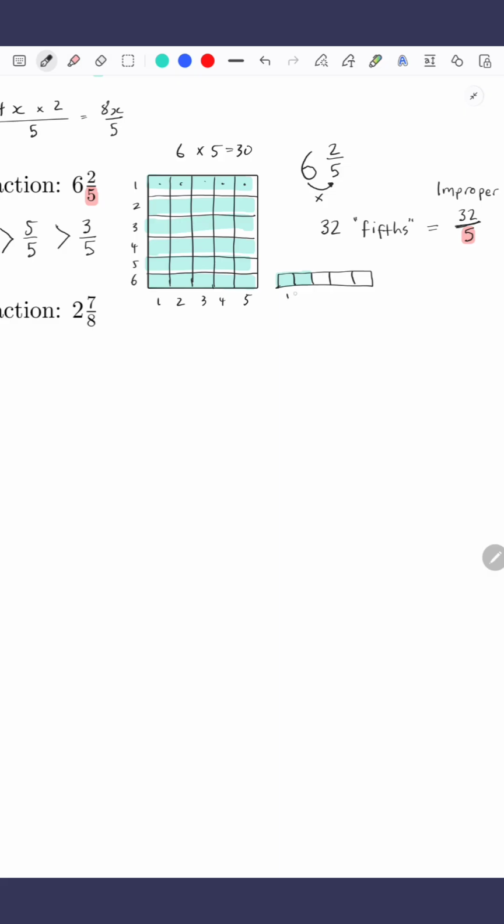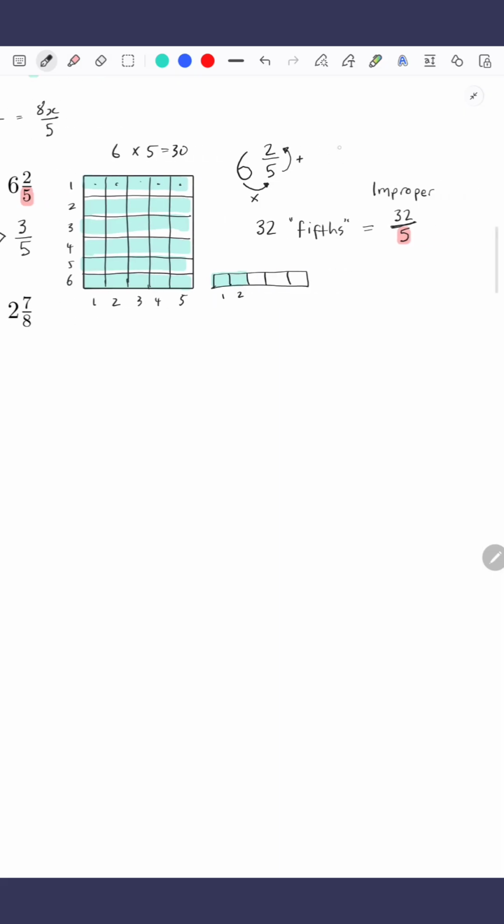And then over here on the right, we had 2 extra. And where did we get that 2 from? It was this top number here. So we then add like that. So what does that look like in terms of a calculation? It'll be 6 times 5 and then plus 2. So we get our 32. And that's where our top number comes from.